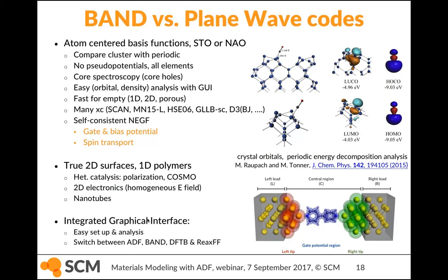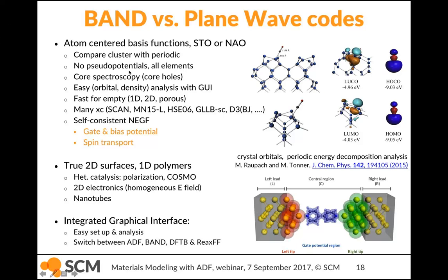So just to compare band, which uses the same Slater type orbitals as ADF, or you can even use numerical atomic orbitals, with plane wave codes. There are a number of advantages that we use the Slater type orbitals. There are also a number of disadvantages. So what's advantageous about using Slater type orbitals is that you can do the same calculation on a periodic system as you can do on a cluster. So you can compare, when you do the two types of calculations with ADF and band, what are the actual influences of going to a periodic system, either bulk or surface or 2D.